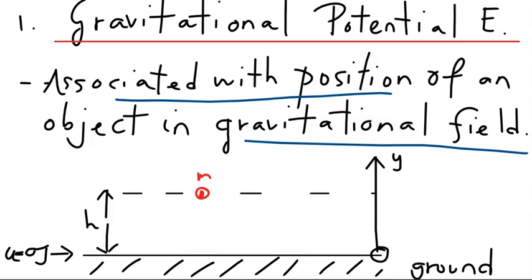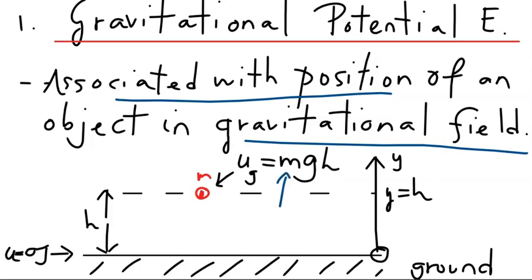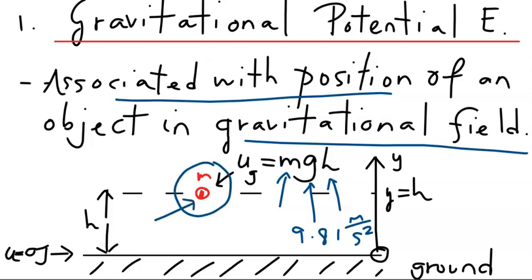The gravitational potential energy of this object at such a height, y equals h, is given by the following. U sub g equals the mass of the object times the gravitational acceleration times the height of the object above the ground. Of course, for Earth, g is 9.81 meters per second squared. So this is the potential energy of this mass at that height.